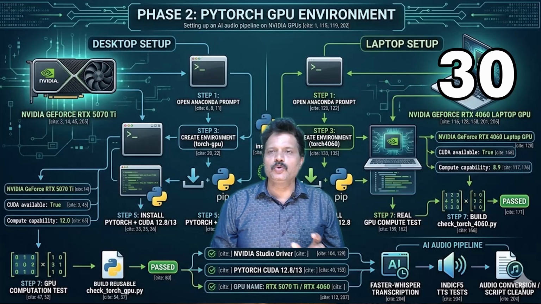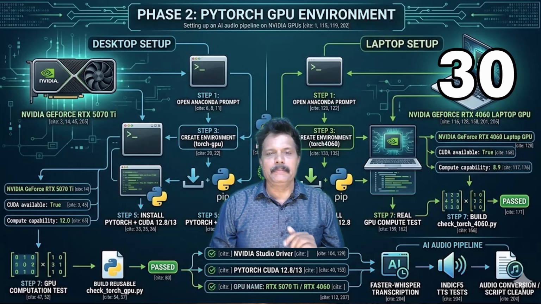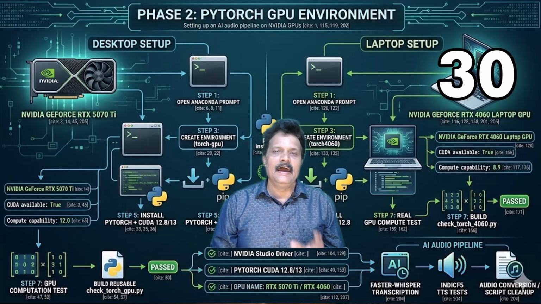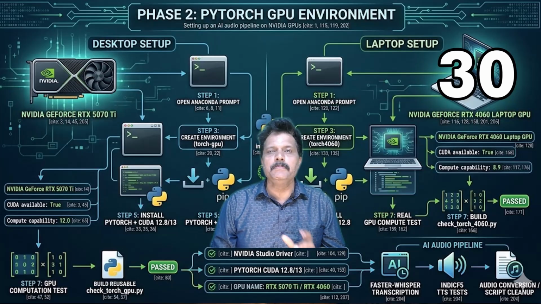This is phase 2 of our local AI video pipeline setup. Today, we are tackling a critical step: configuring a clean and stable PyTorch GPU environment from scratch. We will be covering step-by-step installation for two specific setups, a desktop running an NVIDIA RTX 5070 Ti with 16 GB video RAM and an RTX 4060 laptop GPU with 8 GB video RAM.